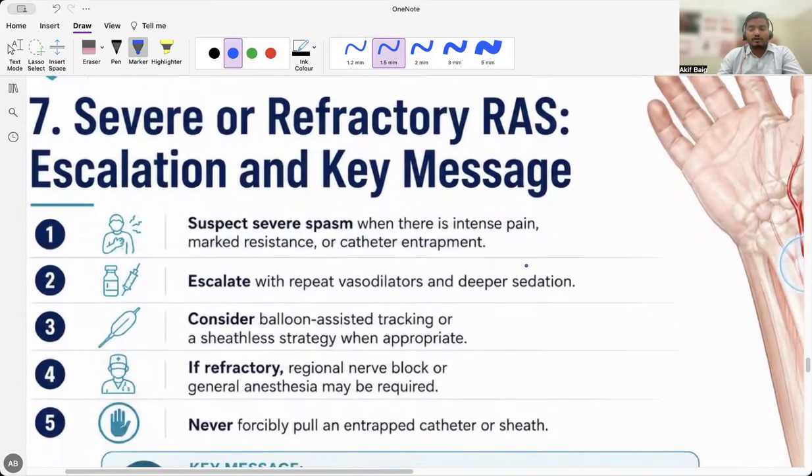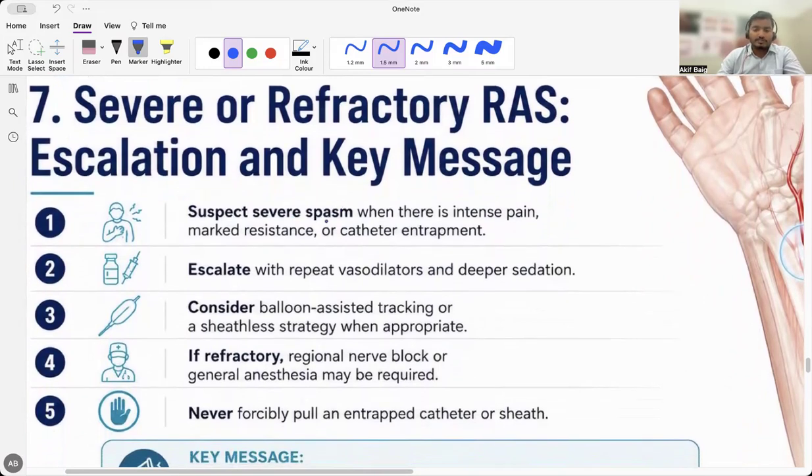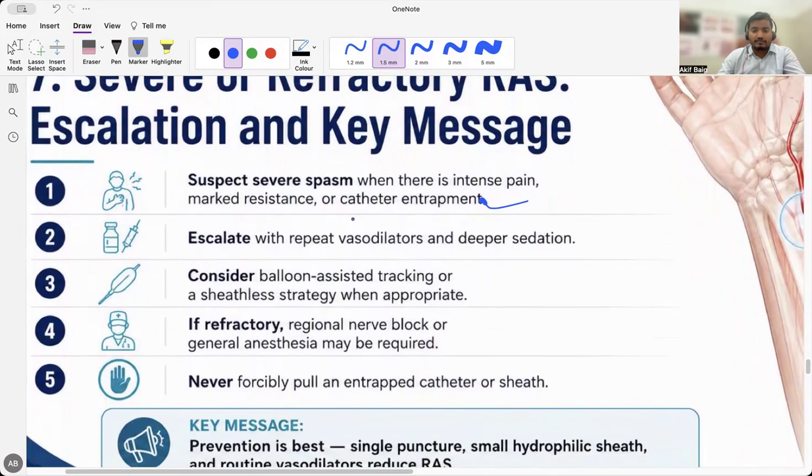In case of severe or refractory radial artery spasm, we always suspect severe spasm when there is intense pain, the patient telling severe pain, marked resistance, or catheter entrapment. What you have to do is escalate with repeat vasodilators, give more sedation, give vasodilator again in the form of NTG or something. Also, you can consider balloon assisted tracking.